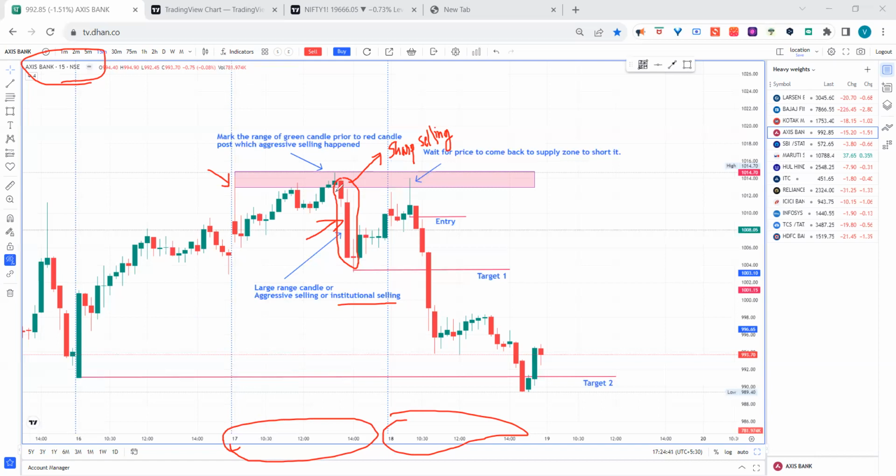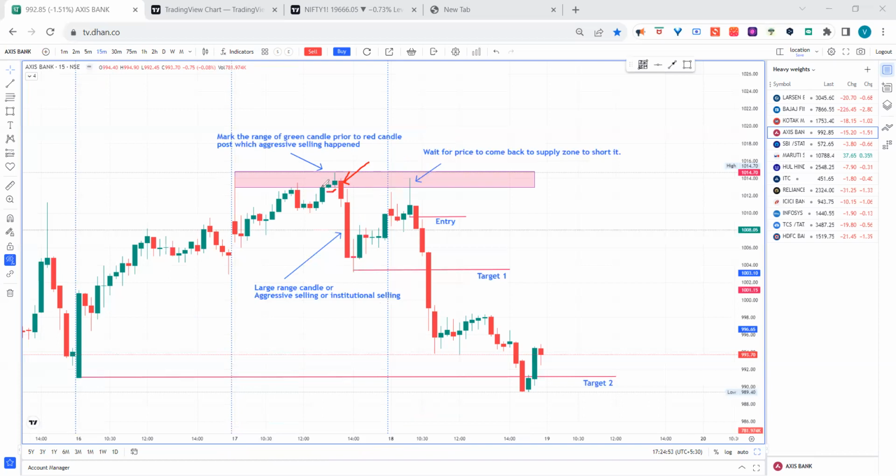The origin of the move, in the sense, is the green candles prior to the origin of the move. For example, if this is the origin of the move, the previous candles can be considered in this context, the green candles, to mark out the zone. Mark the range of the green candles prior to the red candle, post which the aggressive selling has happened. Go back to the origin of the move and mark the range of the previous candles, and you get the shorting range. Basically this is the supply zone.